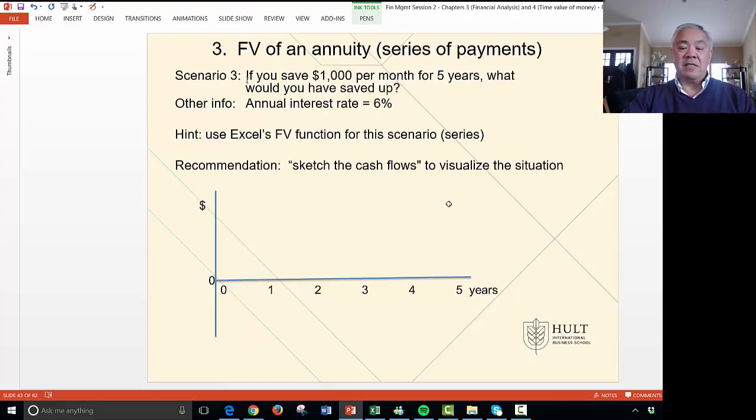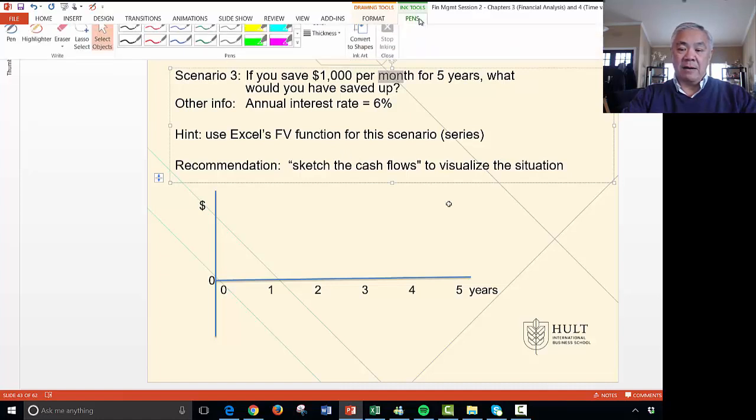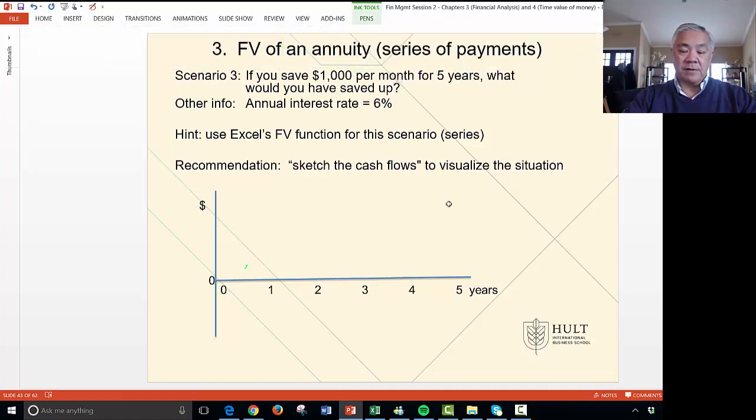Third scenario, if you save $1,000 per month for 5 years, what would you have saved up? The annual interest rate is, again, 6%, and we sketch cash flows. Now, this one's tricky because what we've got now is a lot of cash flows. It's $1,000 per month. So what that means is we will have 1, 2, 3, 4, 5, 6, 7, 8, 9, 10, 11, 12, right?